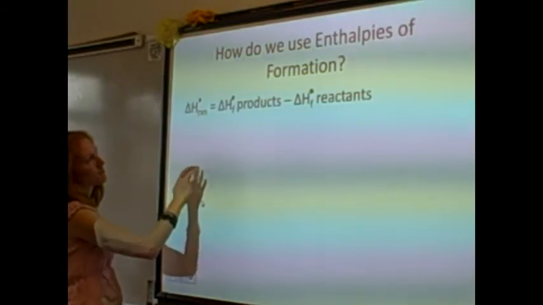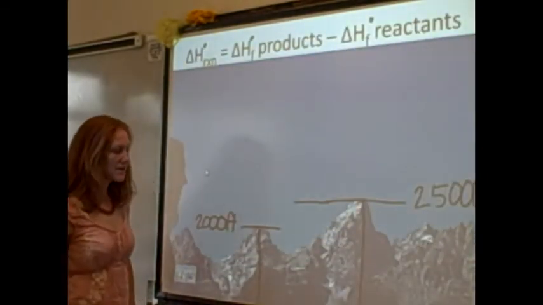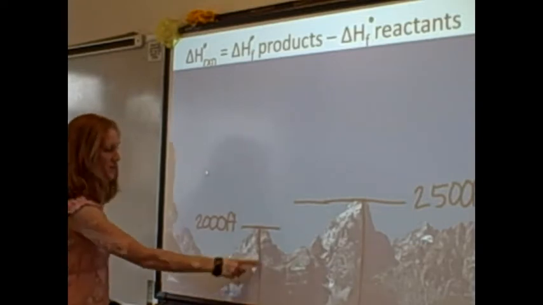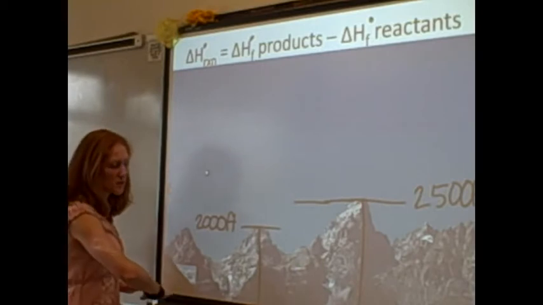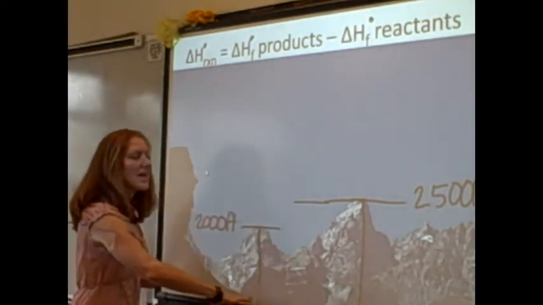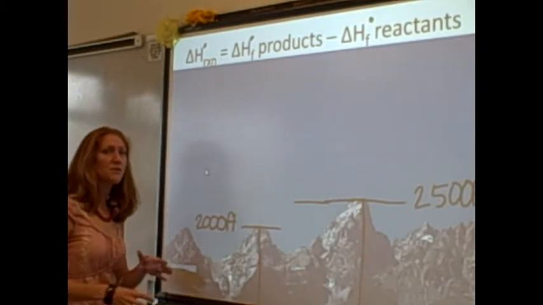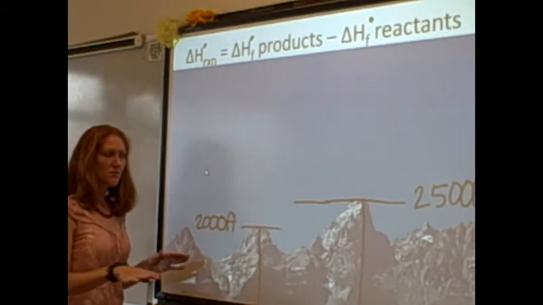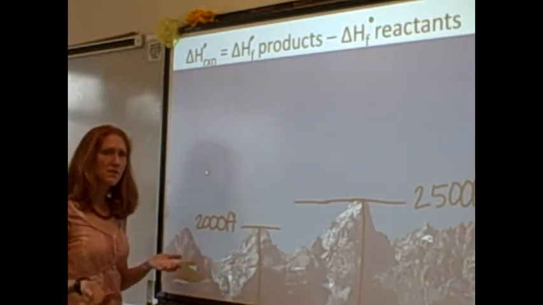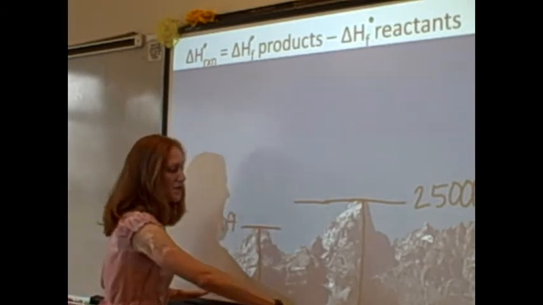And something that might show us that a little bit better. Let's imagine that we are climbing mountains. So this first one is 2,000 feet high. It's 2,000 feet above sea level. So we're comparing all of the elements at standard state. We say that they have 0 enthalpy, because to form an element at standard state from elements at standard state, there's no reaction, no enthalpy will be given off, no enthalpy will be absorbed. So the enthalpy of formation of all elements is 0.